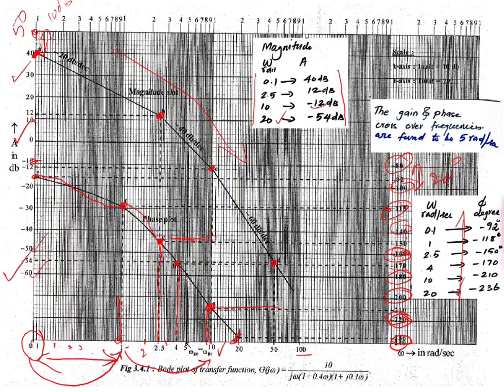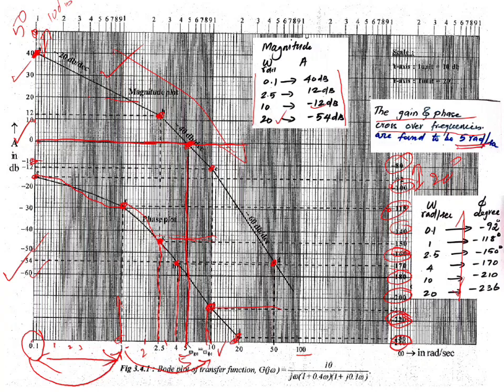Now we have to find the gain and phase crossover frequencies. At the gain crossover frequency, the gain value should be equal to 0. Looking at the magnitude plot, this plot is crossing the 0 line. So this is the 0 line, and it's crossing here. So we have to find the frequency. Looking at this, the frequency is around 5 radians per second. So the gain crossover frequency is 5 radians per second.